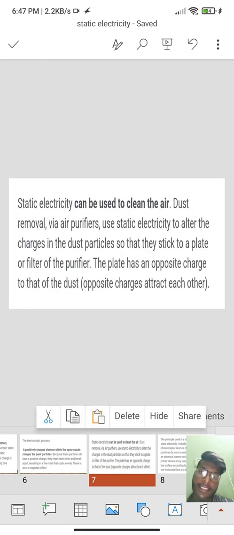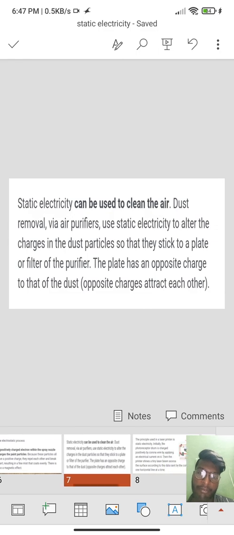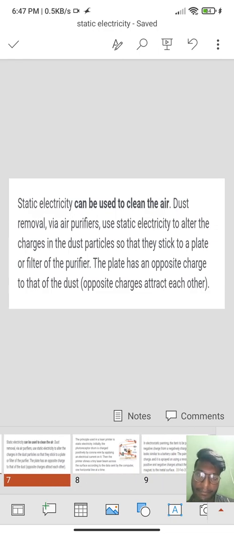Static electricity can be used to clean the air. Dust removal via air purifiers uses static electricity to alter the charge in the dust particles so that they stick to a plate or a filter of the purifier. The plate has an opposite charge to that of the dust. Opposite charges attract each other.